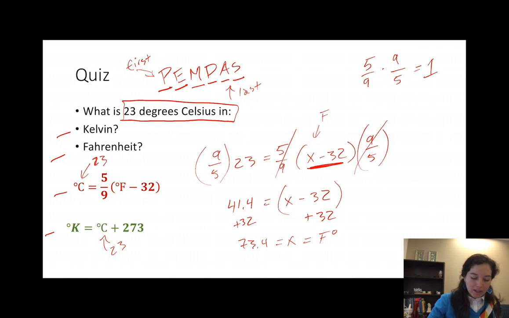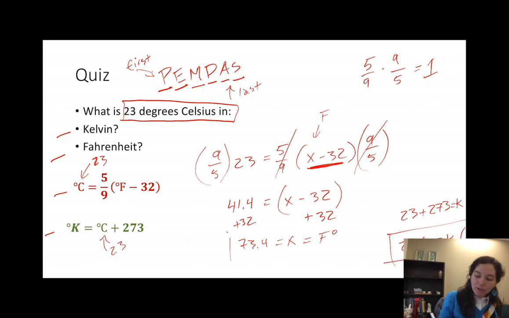Let's check out the Kelvin value now. This one is a lot easier than converting from Celsius to Fahrenheit. It's literally 23 plus 273, which gives you your Kelvin value. So this is much easier. That's 296 equals Kelvin. All right, so that's the answer you should have gotten for this.